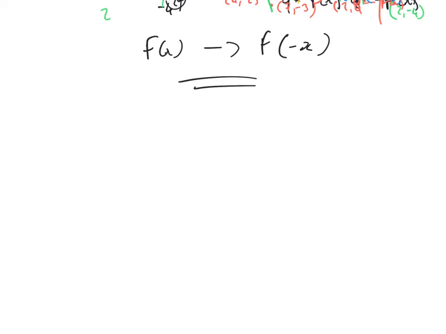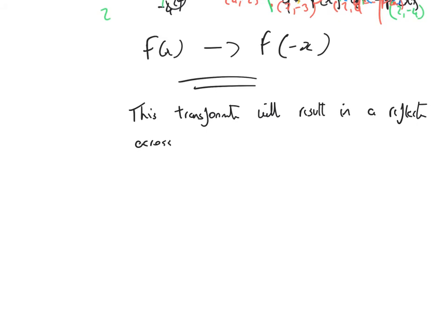Okay, now, the next transformation that we're going to look at is going from f of x to f of minus x, which is different. It's not f of x to minus f of x, it's f of x to f of minus x, the minus in front of the x in the bracket. Okay, so this transformation will result in a reflection across, well, not across the x-axis this time, but across the y-axis.